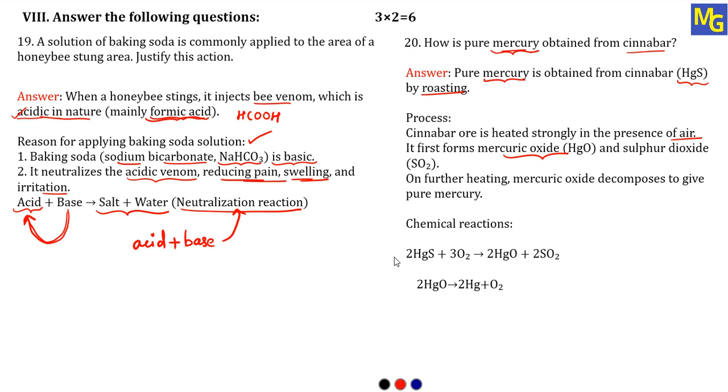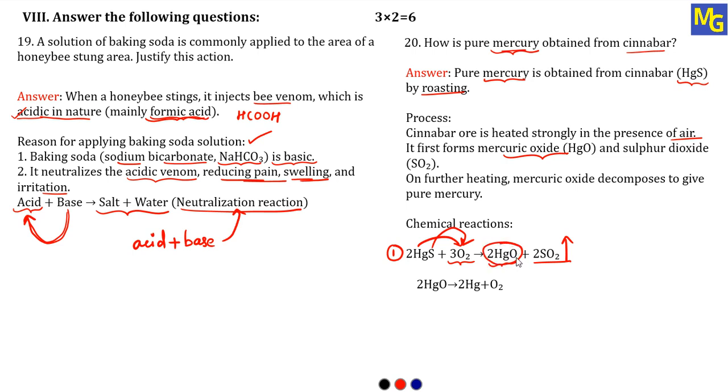So see the first reaction. When this cinnabar is heated, mercuric sulfide is heated in presence of more oxygen. This mercuric sulfide will form a product, that is mercury combined with oxygen becomes mercuric oxide, and the sulfur will combine with oxygen and form sulfur dioxide. Sulfur dioxide is a gas, so it expels out. So what is remaining now? The remaining is HgO, mercuric oxide.